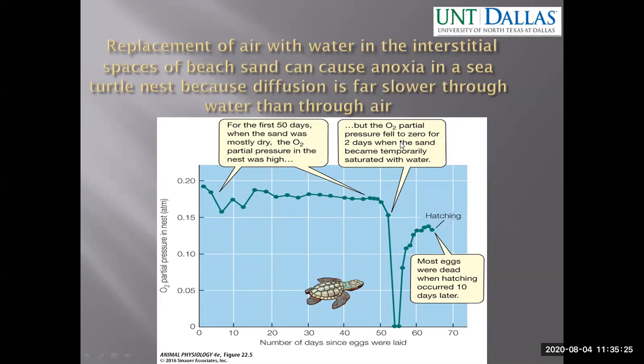But the oxygen partial pressure fell to 0 for 2 days when the sand became temporarily saturated with water. That means the spaces between the soil particles or sand particles were saturated with water, so there was not enough gas exchange through those pores. We can say there was a submerged condition of the sand. So they didn't get the right amount of oxygen. That's why the oxygen partial pressure fell to 0, and most of the eggs were dead when hatching occurred 10 days later.